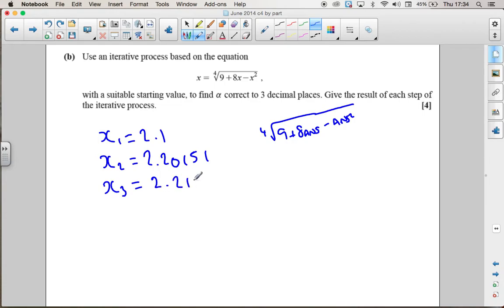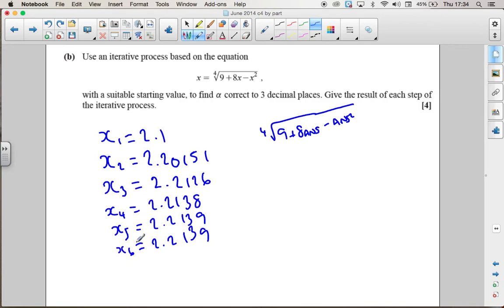So x3 is 2.2126, x4 is 2.2138, x5 is 2.2139. I'll just do one more. 2.2139 again. So they seem to have settled down. They're not changing anymore. So the answer correct to 3 decimal places for x is 2.214.